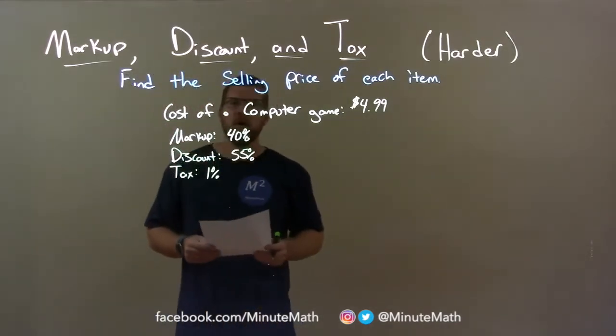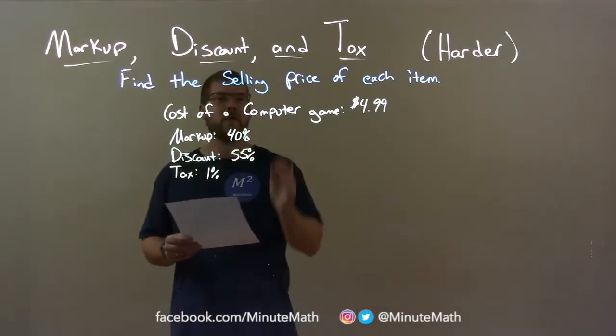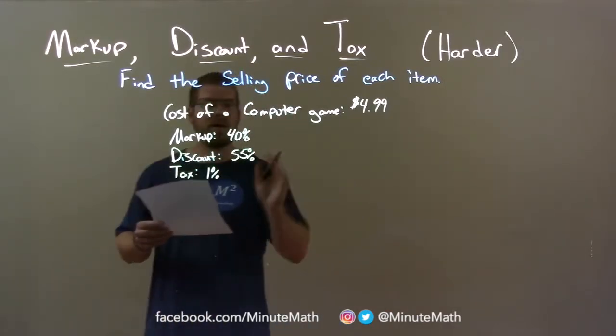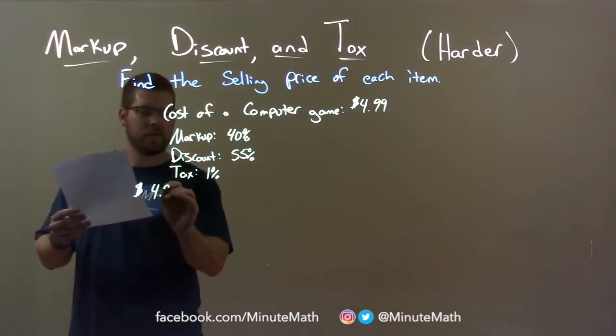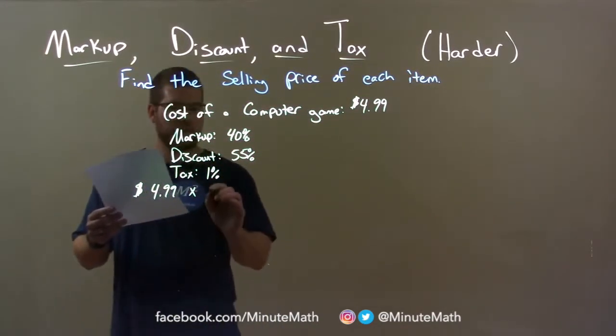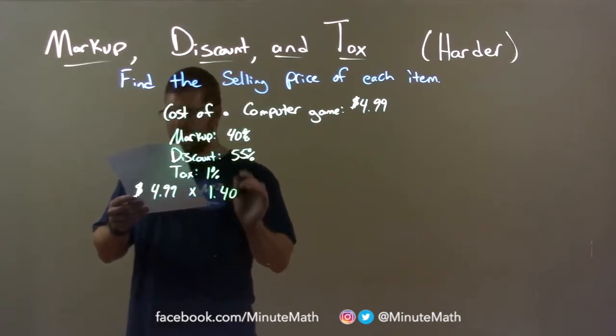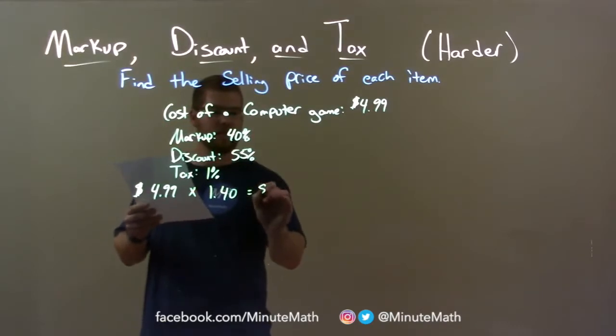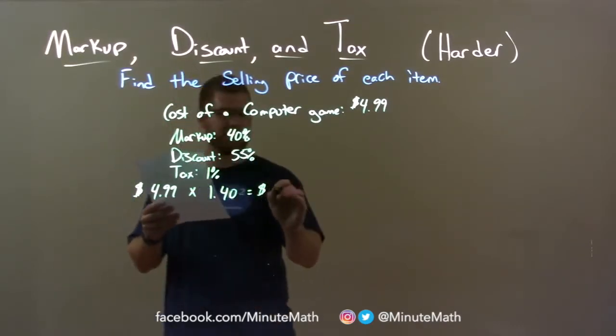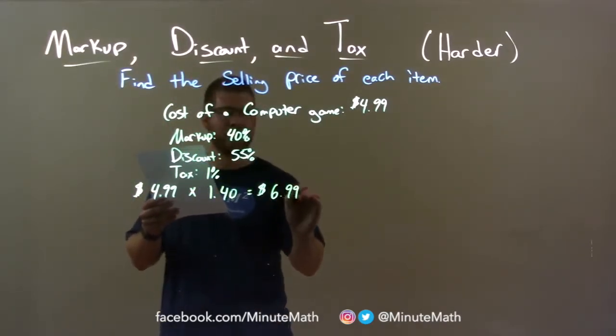Okay. Well, the first thing here is I look at the cost of the computer game, and I have to apply that 40% markup. So we take the cost of the computer game, $4.99, and I'm going to multiply that by 1.40. That shows me that 40% markup. This gives us an after-markup price of $6.99.